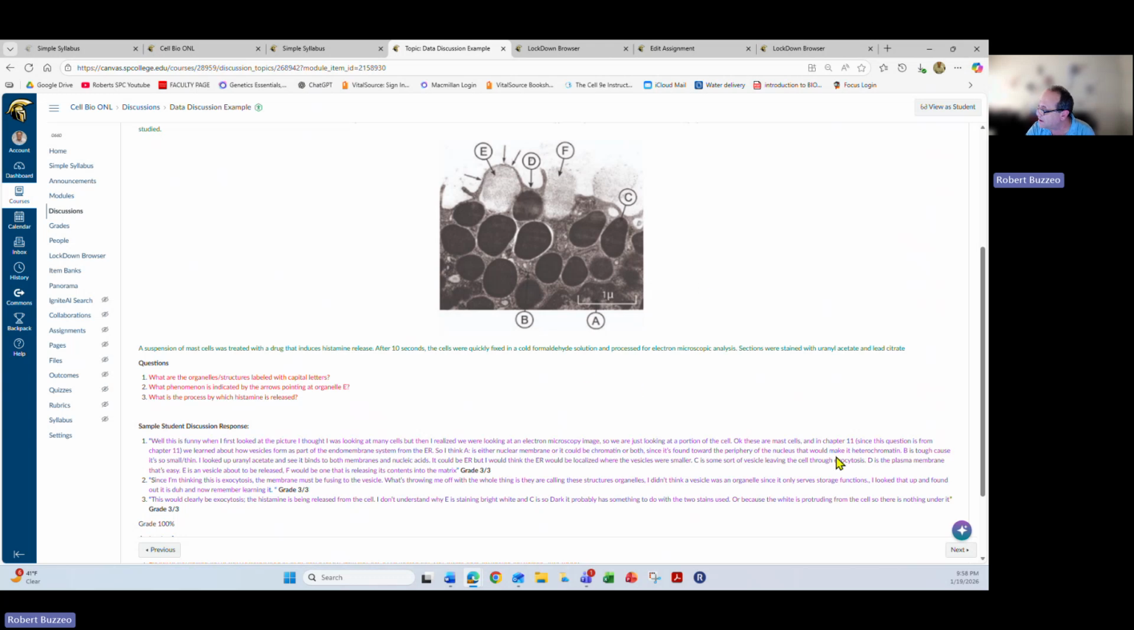All right, in chapter 11, since this question is from chapter 11, and each of these data set questions is going to be associated with a chapter, and that should help you kind of narrow down what sort of topics the data set question is getting you into. We learned about how vesicles form part of the endomembrane system from the endoplasmic reticulum.